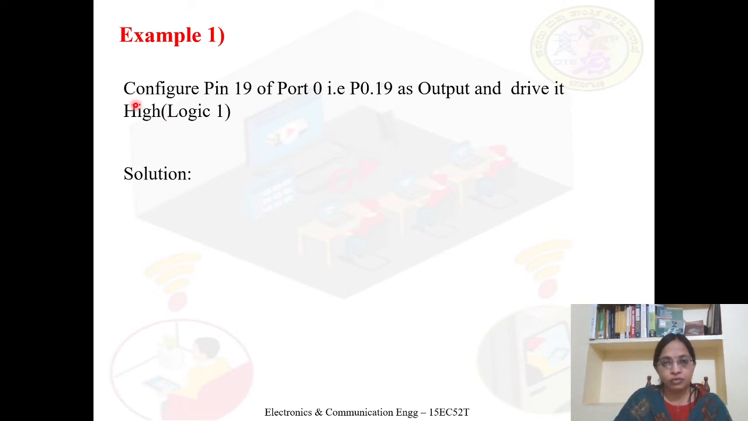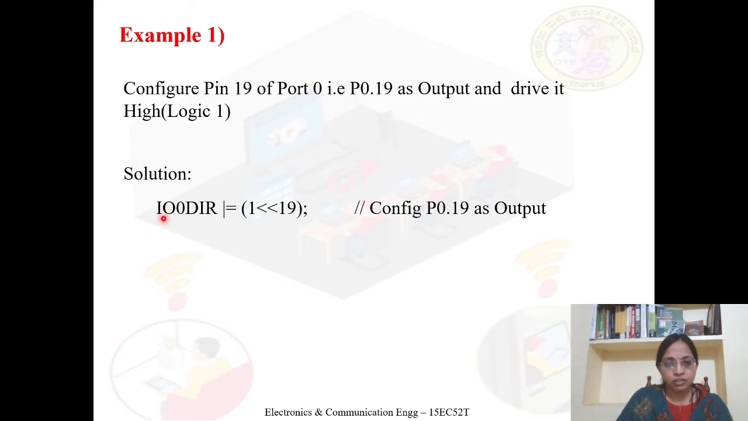So first, what do we have to do? We have to write the value into which register? To make it an output, we have to use the direction register. Here I have written IO0DIR is equal to 1 left shifted by 19 places. This particular statement will configure P0.19 as the output pin.